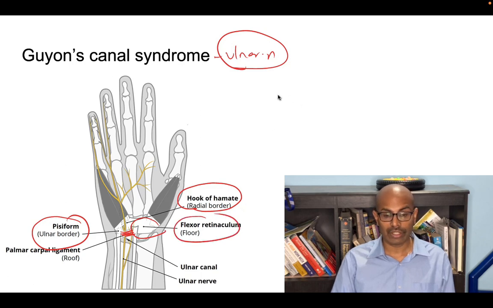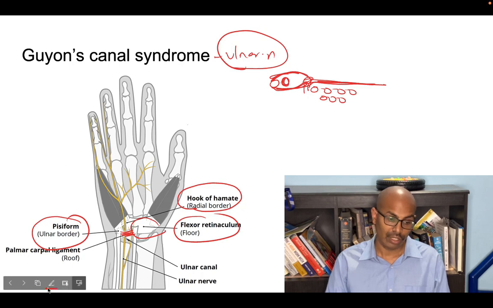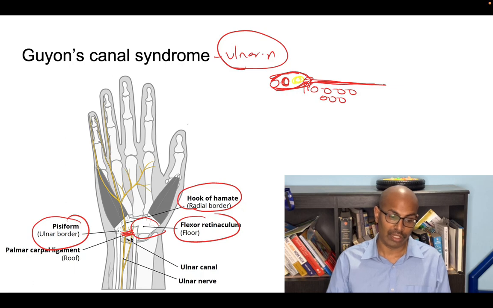So when you have an axial section, this is how it looks. This is the pisiform, right? And this is the hook of the hamate, and this is the transverse carpal ligament. Here you have the carpal tunnel's contents, and then there is a palmar carpal ligament, and here you have the Guyon's canal. This is called the Guyon's canal, where you have the ulnar artery and the ulnar nerve. So these are the contents of the Guyon's canal, and these are the borders of the Guyon's canal.